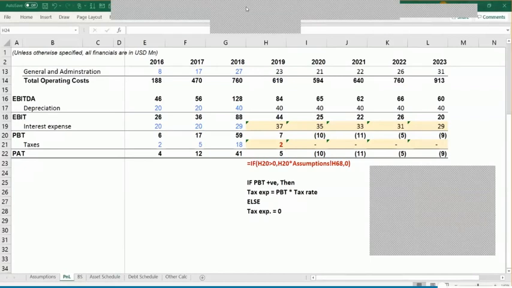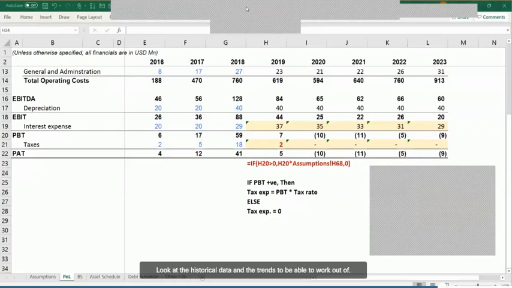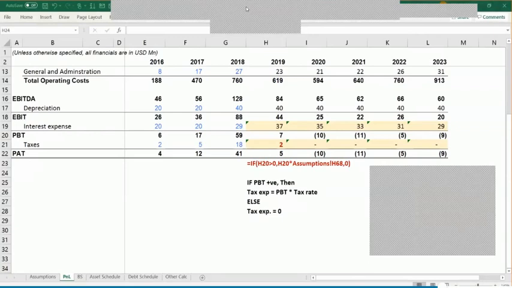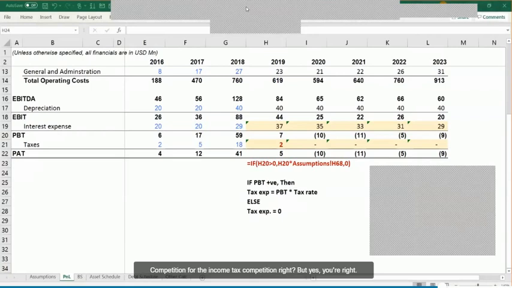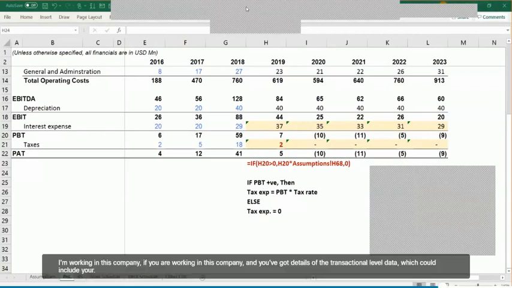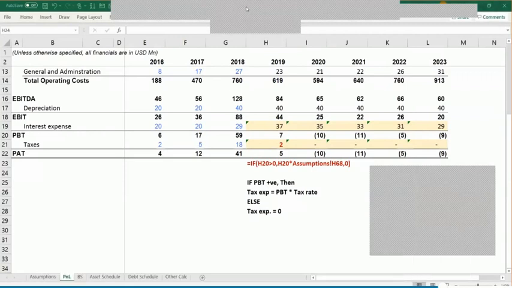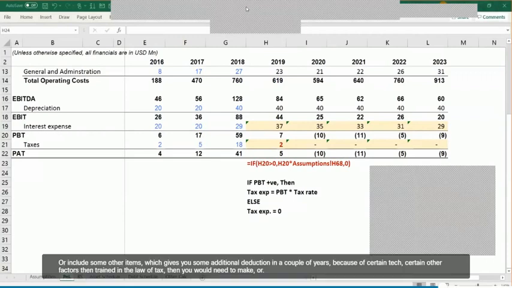So what financial modelers usually do is look at the historical data and the trends to work out a broad computation for the income tax. But as you rightly mentioned, if you are working in this company and you've got details of the transactional level data, which could include your unallowable expenses or some other items which give you some additional deduction in a couple of years because of certain other factors as enshrined in the tax law, then you would need to make all of those adjustments and work out the income tax accordingly.